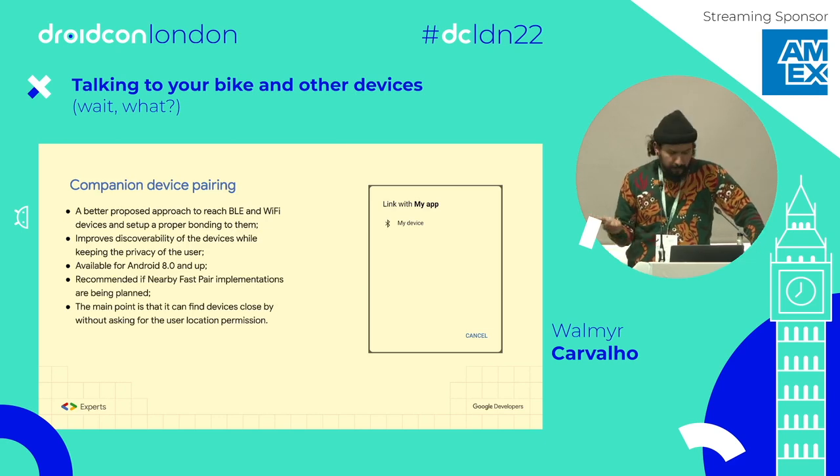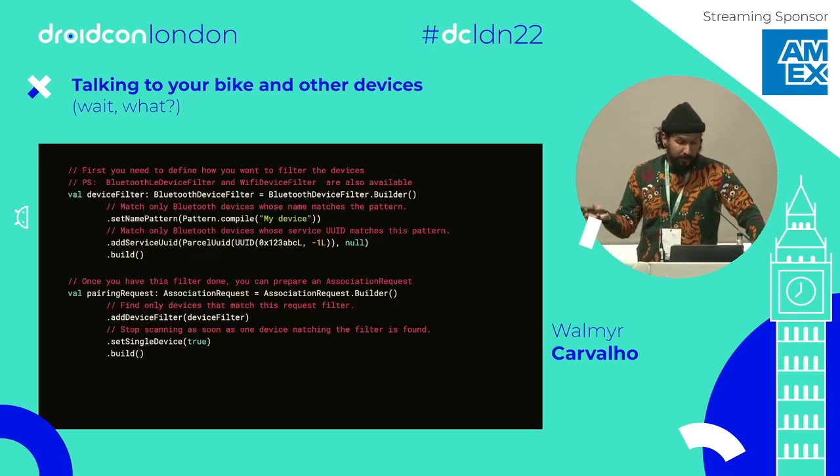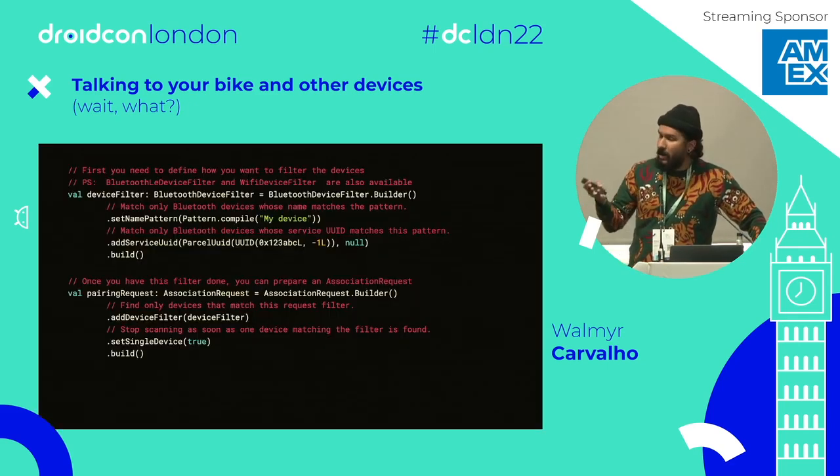And the main point here is you can actually find devices without asking for the location permission, which is the big reason why this is made, to avoid asking for the permission of the location of the user. Yeah. So if you want to use the companion pairing in general, they have different kinds of filters.